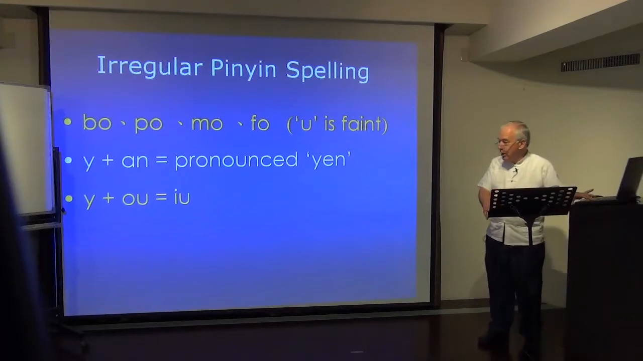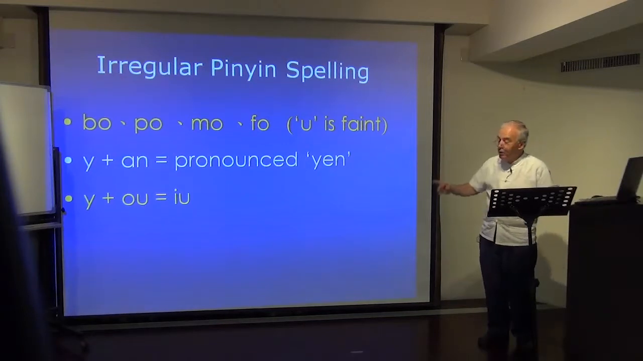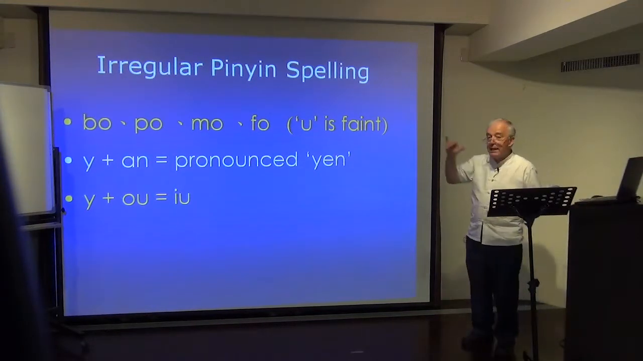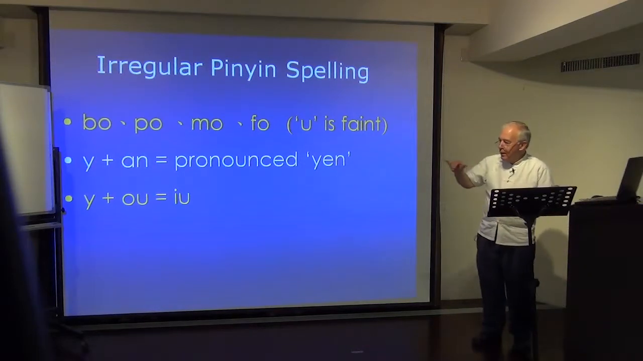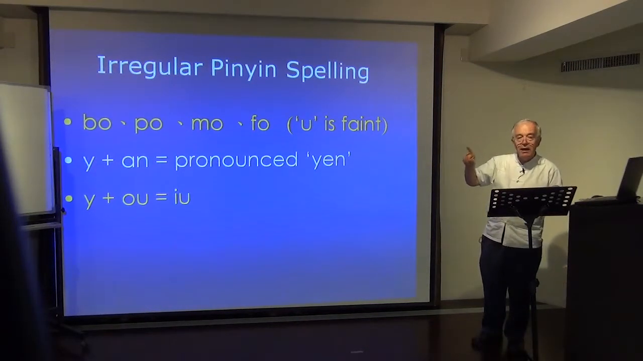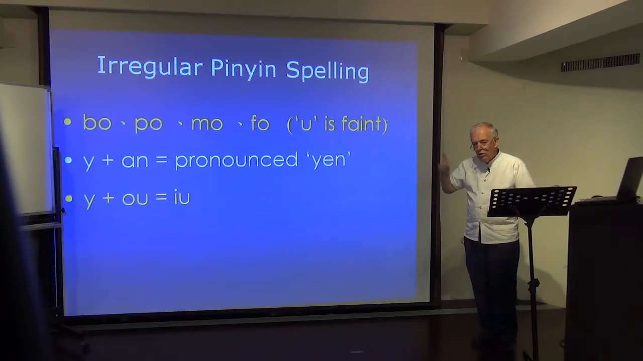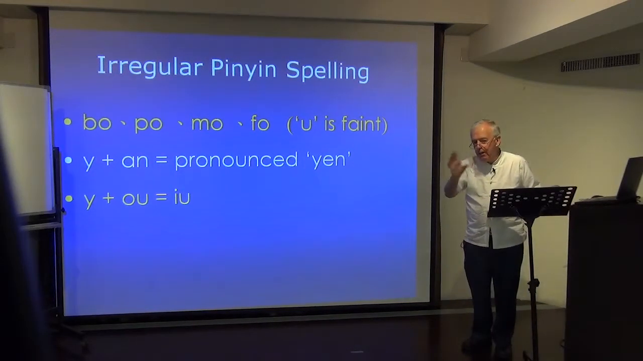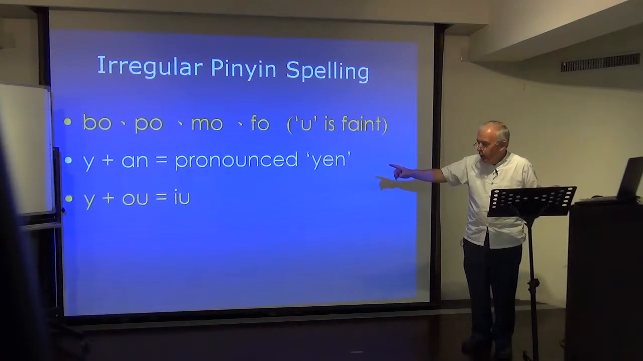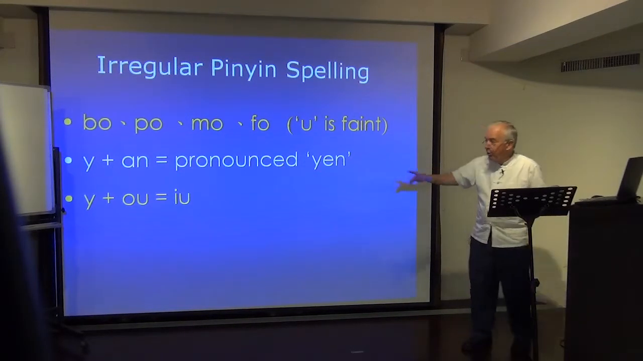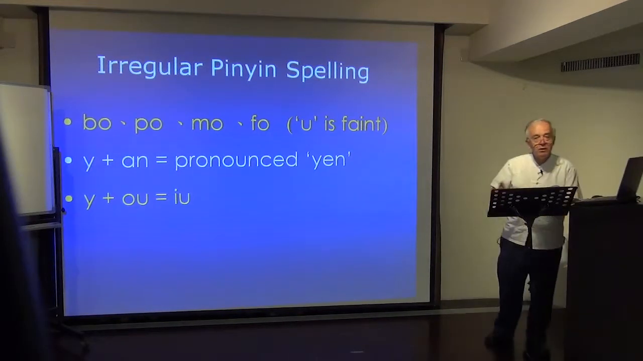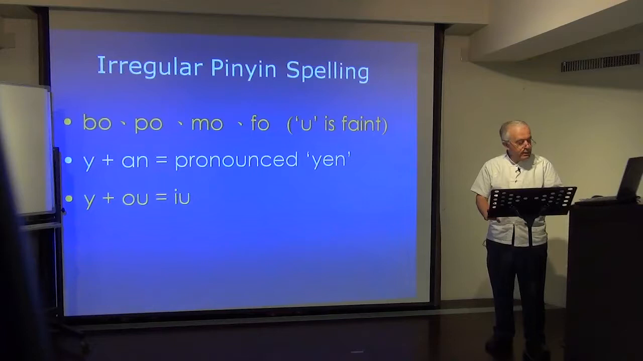Y-O-U by itself is yo, but when you put a consonant in front of it, it changes to I-U. So if you take the word six, liu, it's L-I-U, not L-I-O-U. And what you need to tell your students is that there's a variation in pronunciation. Some people say liou, maintaining the Y-O-U, yo. Some say liu, making it sound more like L-I-U. And it's a variation between different speakers. Some say liou, some say closer to liu.